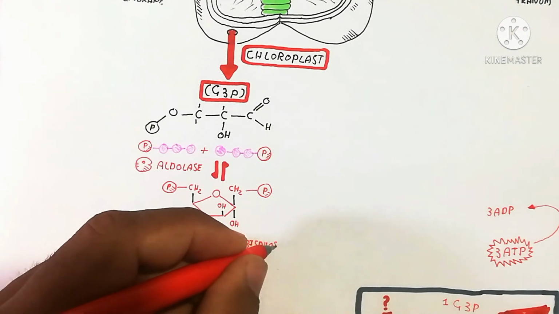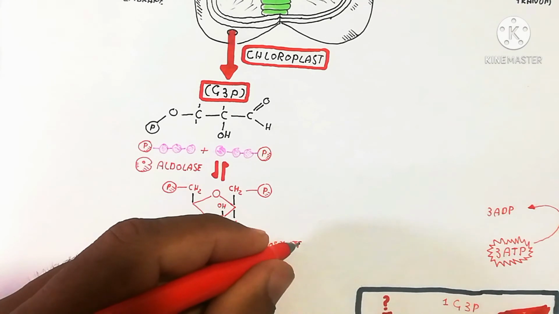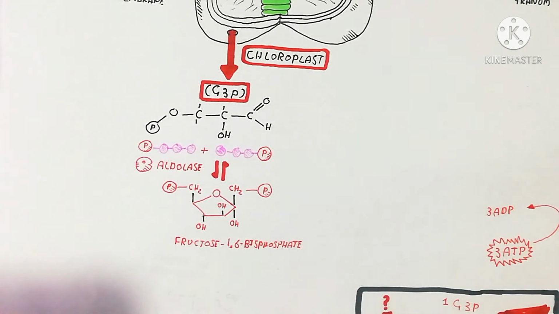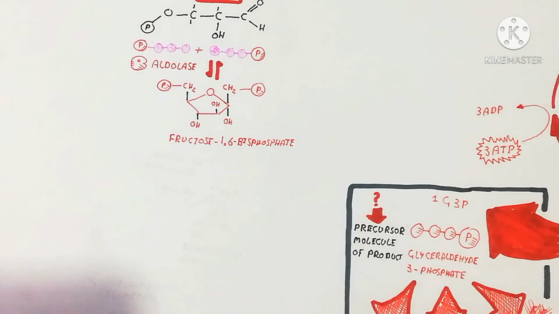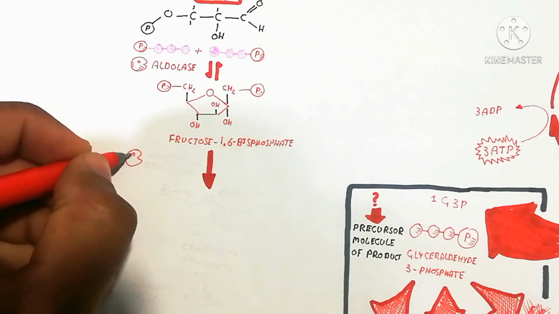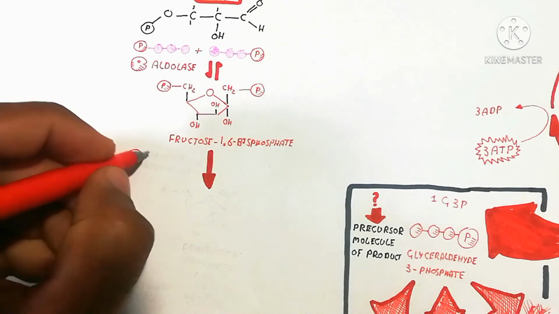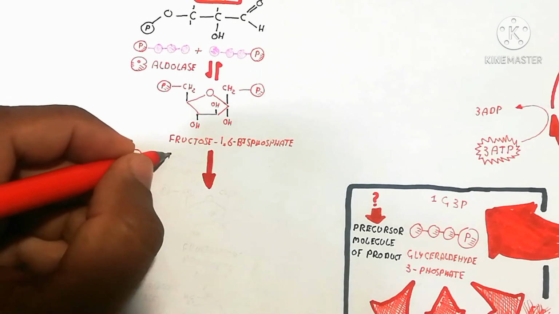This fructose is further processed, and the major enzyme used for it is fructose 1,6-bisphosphatase. This phosphatase enzyme is used to release the inorganic phosphate.